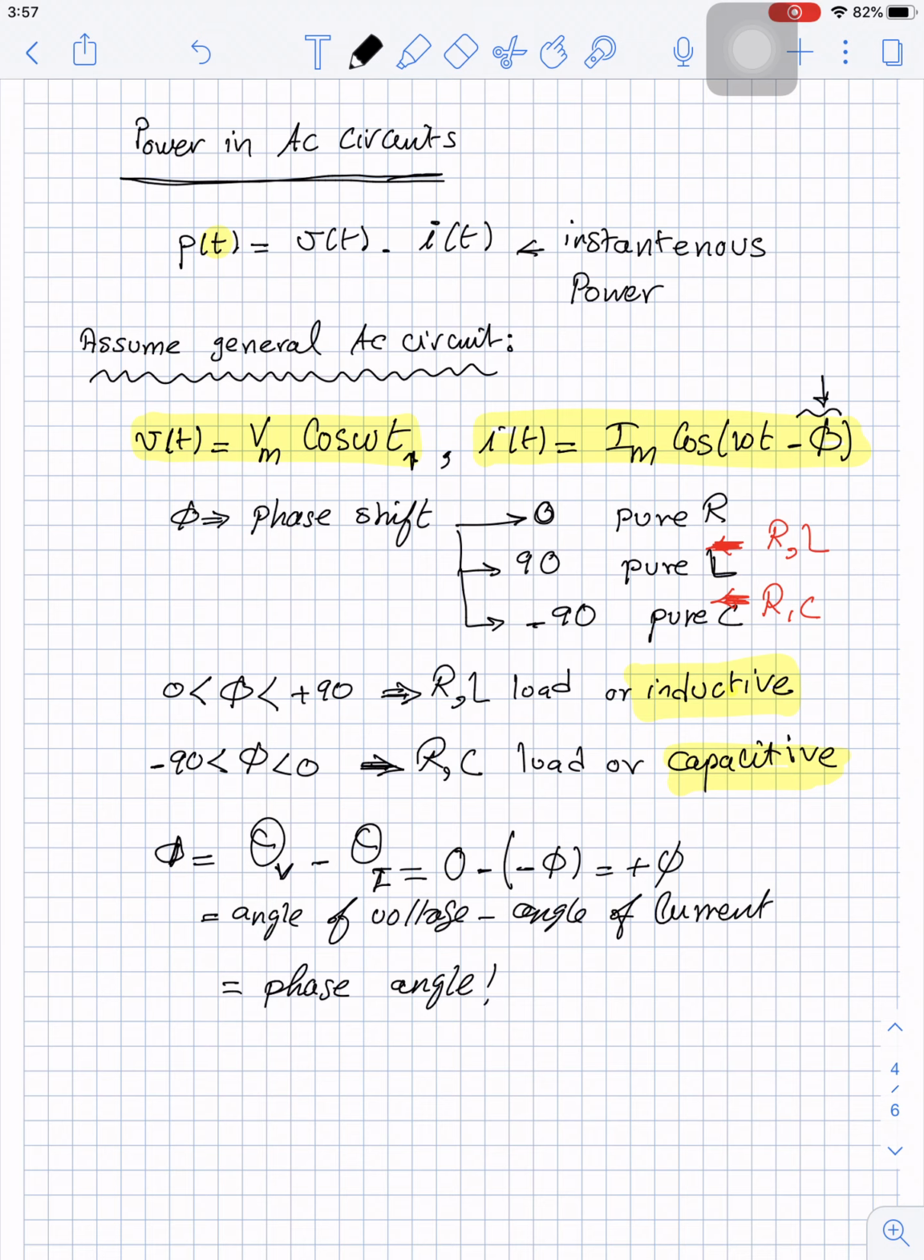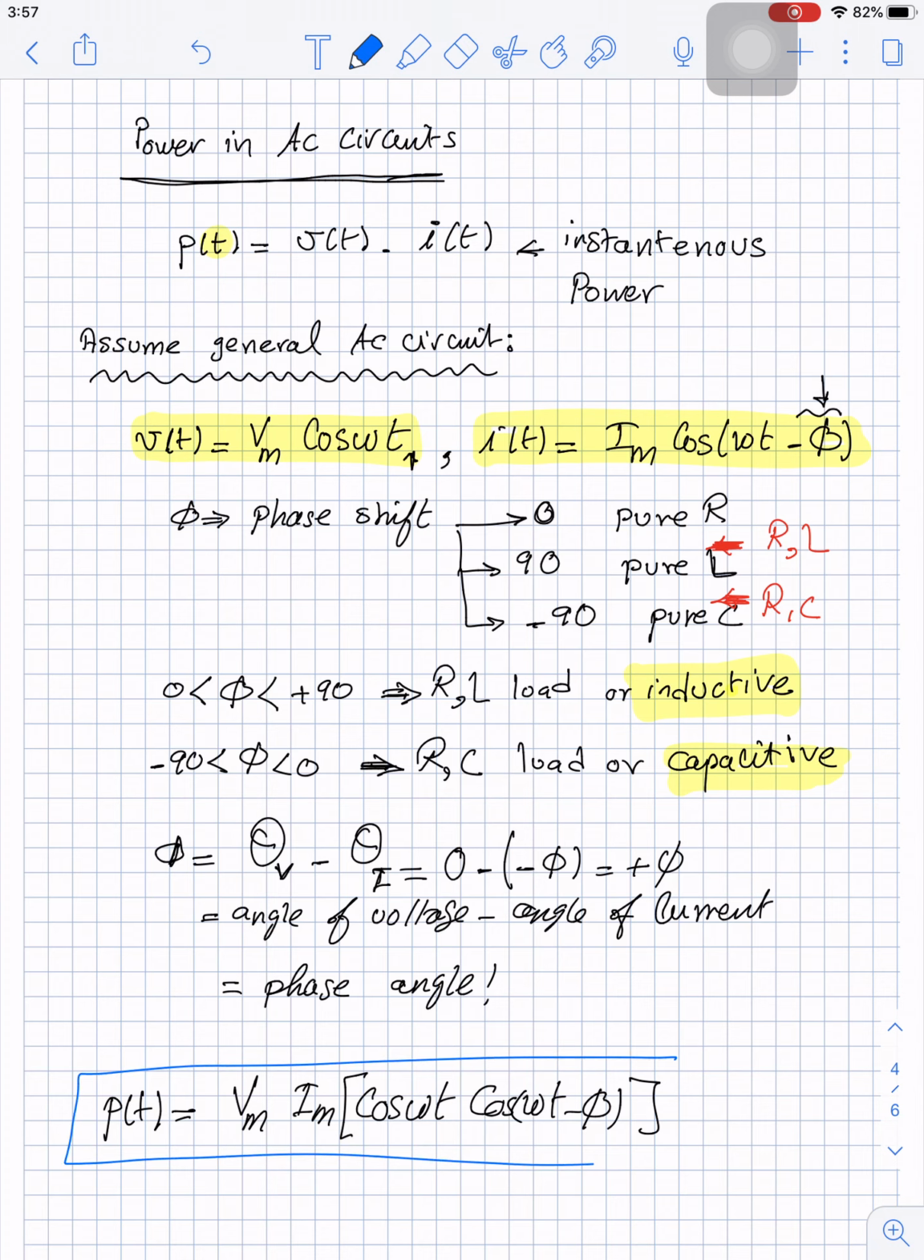So we can use this generic equation for v and i to find p of t. So p of t is v of t times i of t. So this will be V max I max cos omega t cos(omega t minus phi). This is the equation for p of t, and this equation will give you the power as function of time.